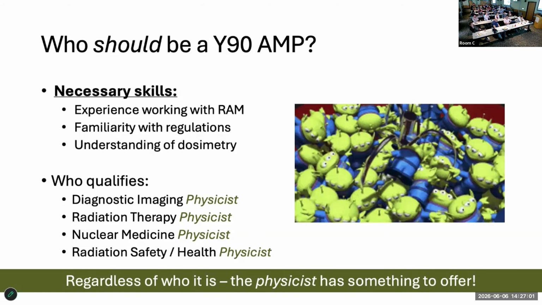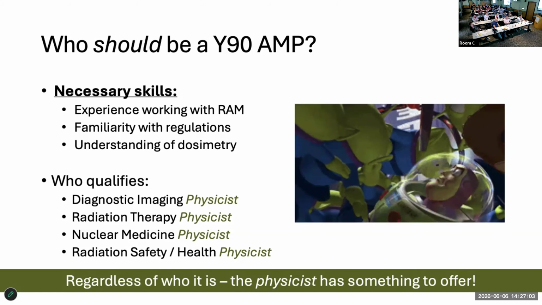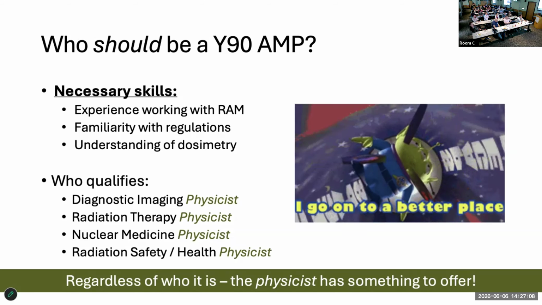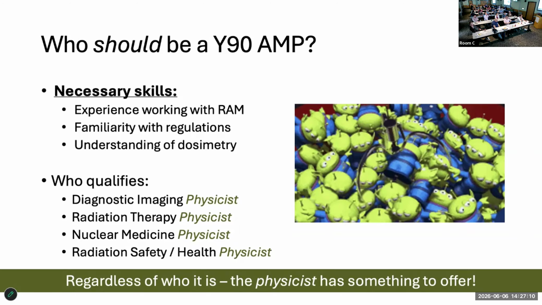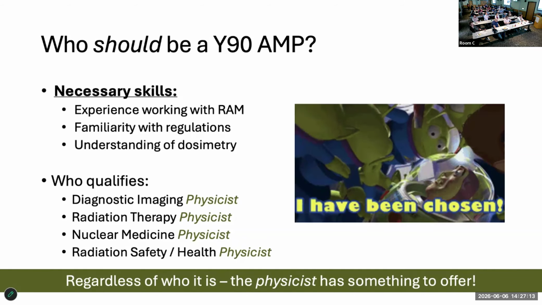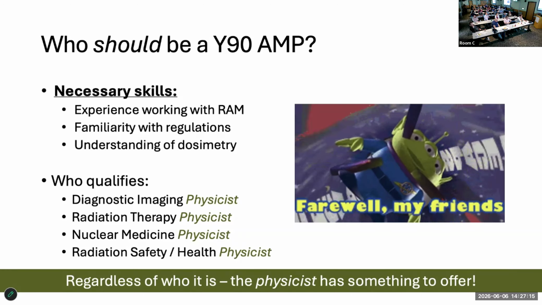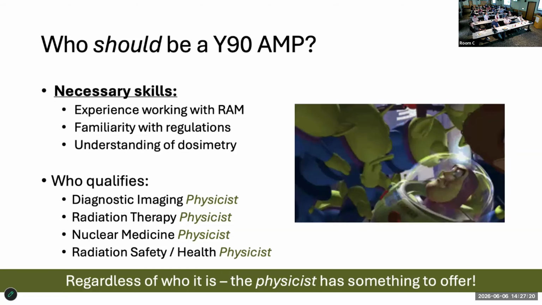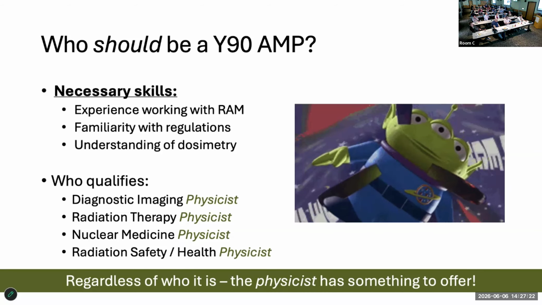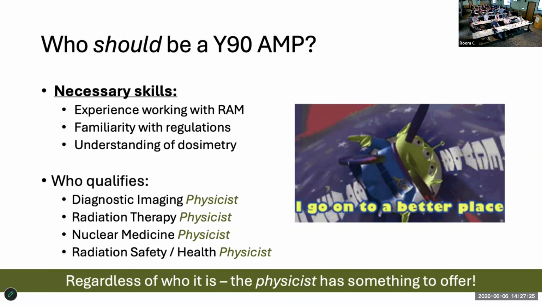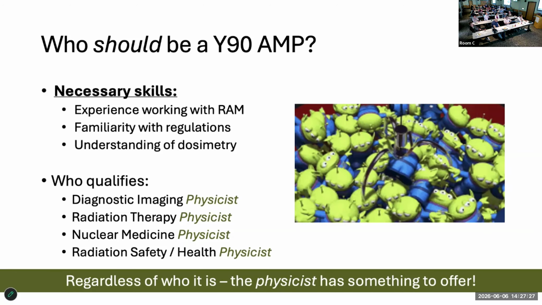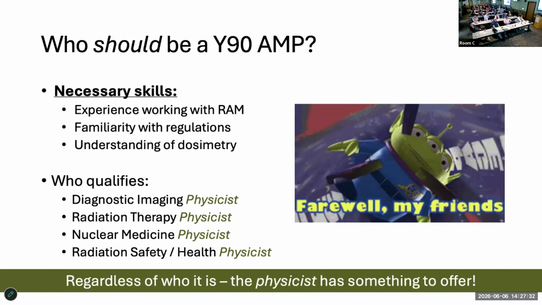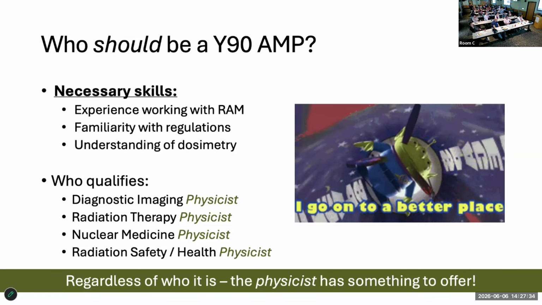Radiation therapy physicist. You guys are usually already AMPs. It's just another checkbox on your license, and you have much more familiarity with therapy as opposed to a diagnostic physicist. Nuclear medicine physicists, they have more experience working with RAM and more experience with MERD dosimetry. There's an argument there. And radiation safety or health physicist, this is actually what we usually see around the rest of the country. So most of the time it's a radiation safety officer following the dose from dose in to waste out. But regardless of who this ends up being, the physicist always has something to offer, at least in my experience over the last few years.